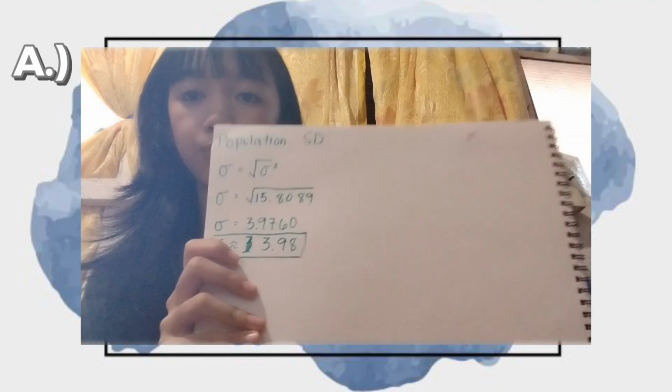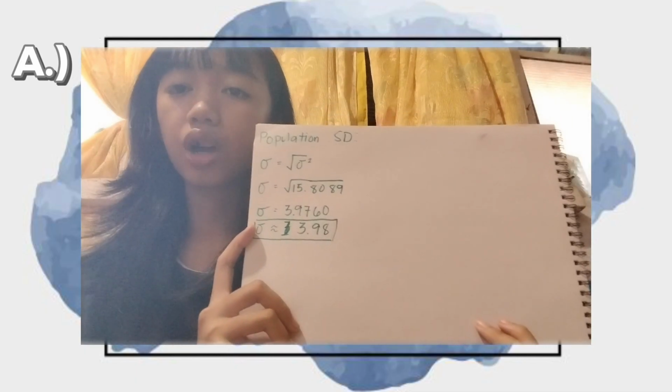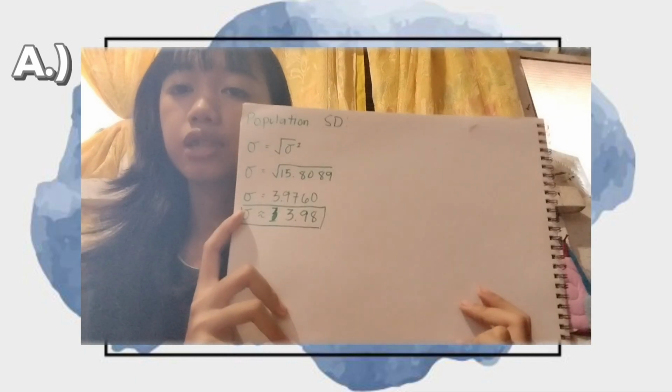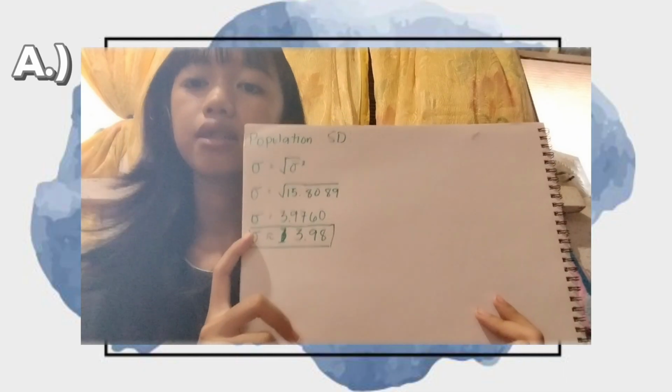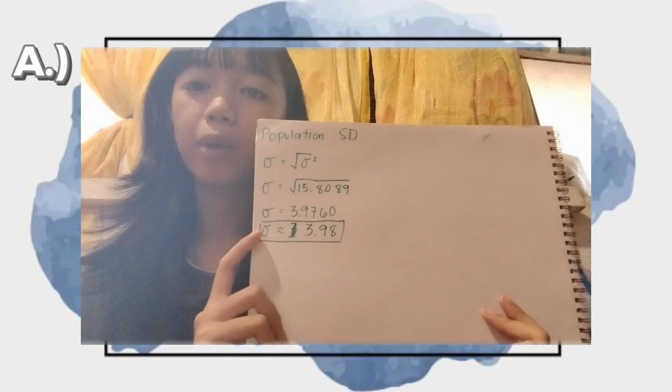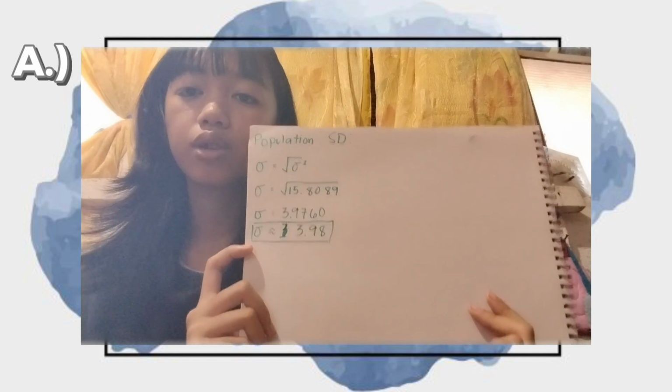To get the population standard deviation, use this formula. Sigma is equal to the square root of sigma squared. Sigma is equal to the square root of 15.8089. The sigma is 3.9760, or sigma is equal to 3.98.